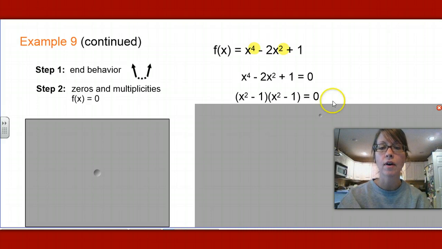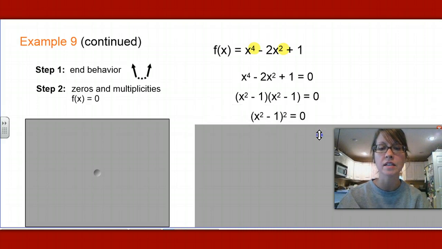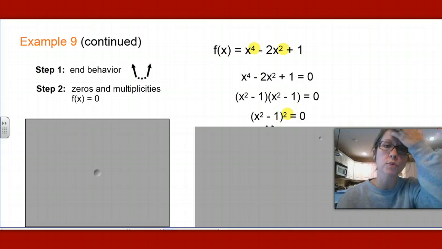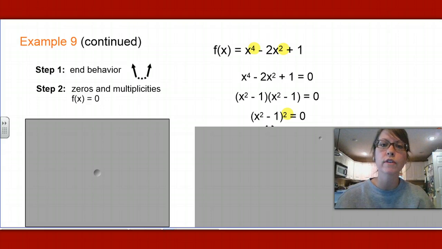Okay, now the next thing I did, and some of you may have skipped here from the beginning, wrote this as x squared minus 1 squared. This squared right here is telling me that any zeros that come from this x squared minus 1 factor will all have a multiplicity of 2. Okay, so think about what that means. A multiplicity of 2, discussed in the previous video.